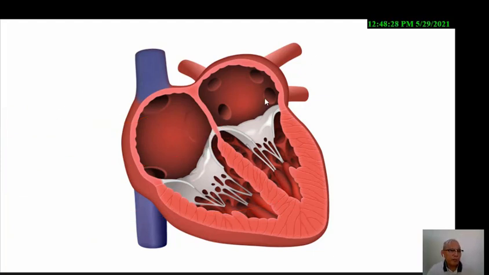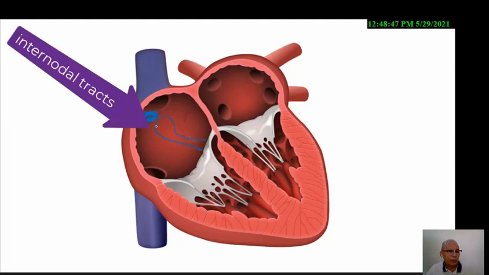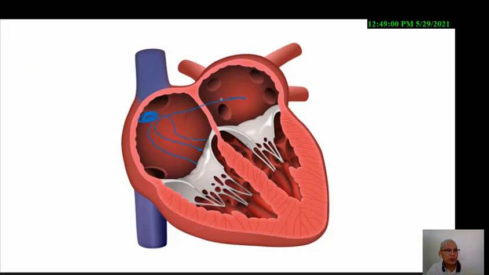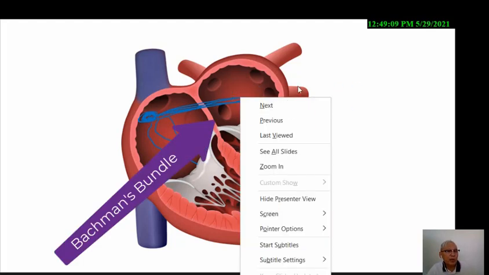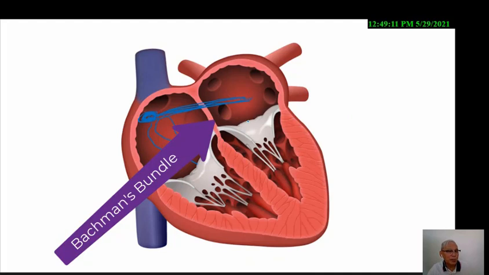So let's trace the generation of an electrical current and how it spreads throughout the heart. Let's say that an impulse starts from the sinus node. It spreads through the atria to the right atrium by way of what we call the internodal tracts. And this impulse also travels into the left side of the heart by way of another highway, known as the Bachmann's bundle.